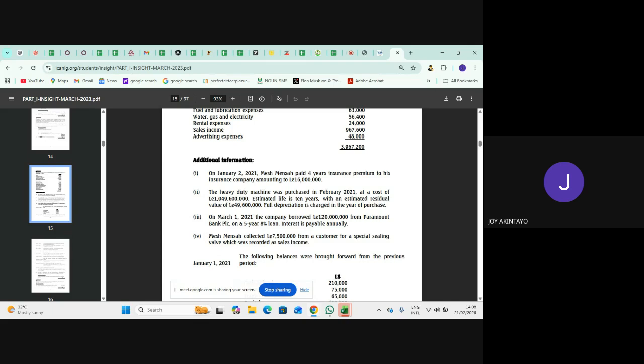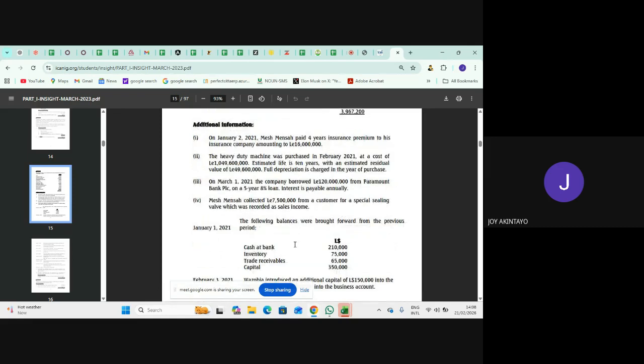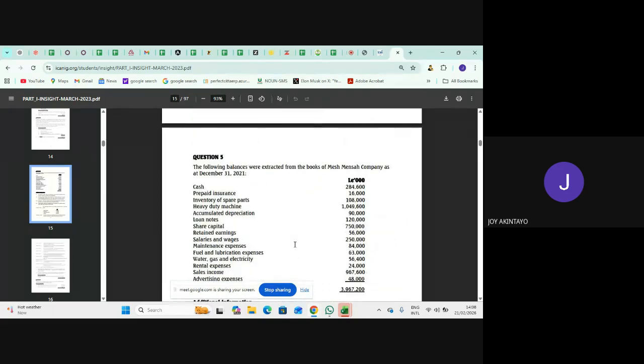So Mesh Mesa collected 7.5 million from a customer for a special sealing valve, which was recorded as sales income. But we're not being told if it's unearned income, as we have not been told if that has been done by them.